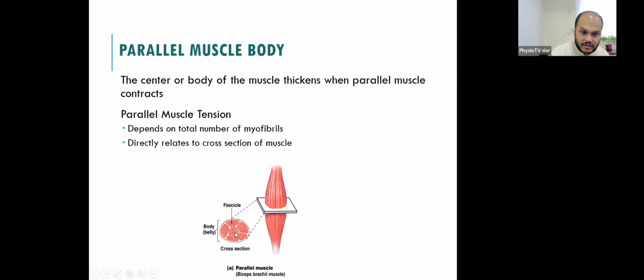But as you can see in the cross sections, they have been well divided with the septa into the muscles, and that is something that is classic for a parallel muscle body type.